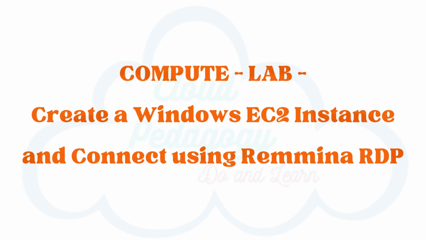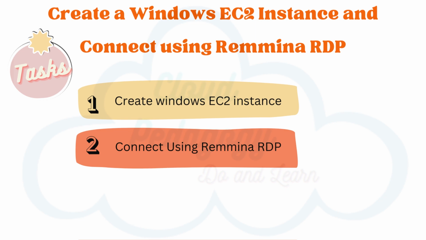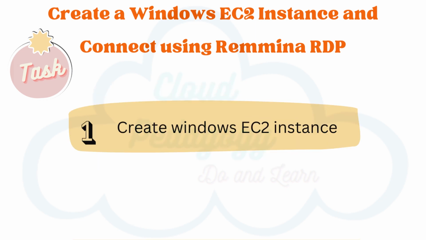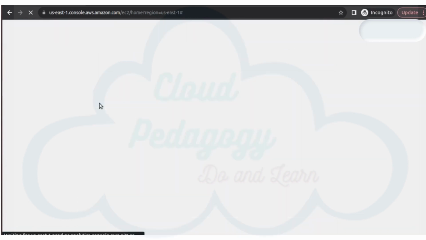So let's go ahead and look at the task. In task 1, we will create a Windows EC2 instance. In task 2, we will connect to this instance using Remmina RDP. So let's go ahead with task 1. Create Windows EC2 instance. First navigate to the EC2 dashboard and click Launch Instance.